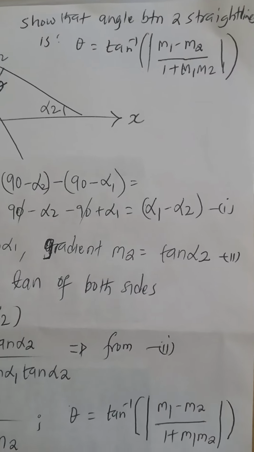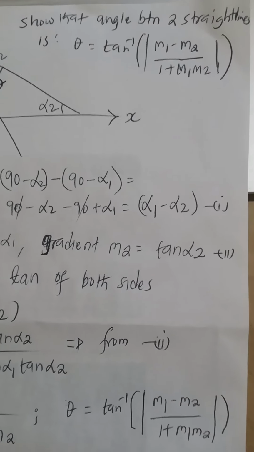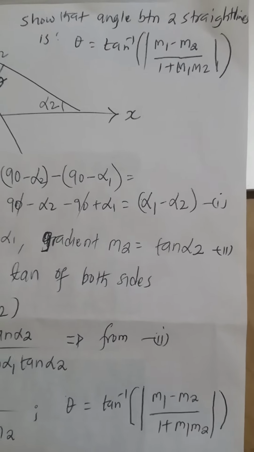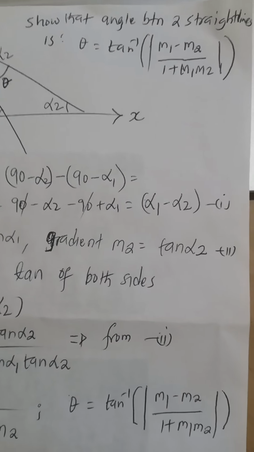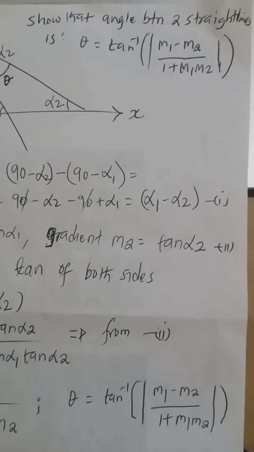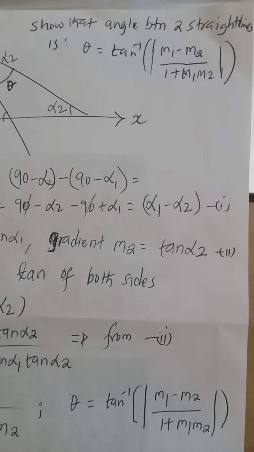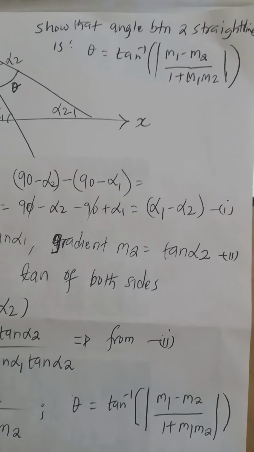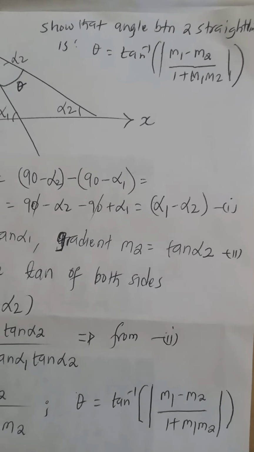Hello my dear friends, I'm going to be solving this problem which says show that the angle between two straight lines is given by theta equivalent to arctan of the modulus of (m1 minus m2) divided by (1 plus m1 m2), where m1 and m2 are the gradients of the two straight lines. So let's right away go and solve it.